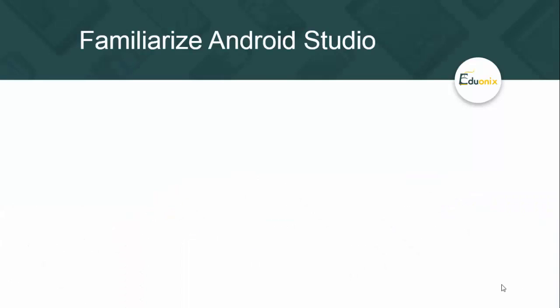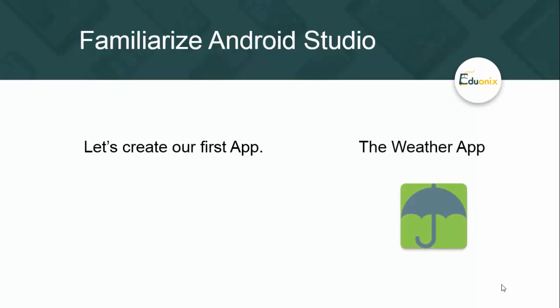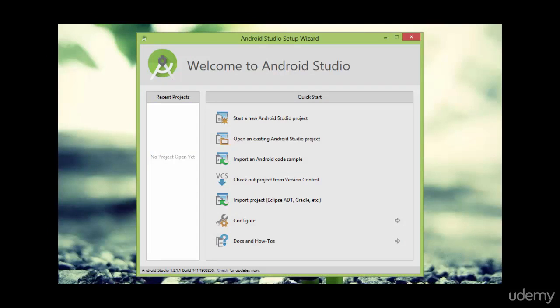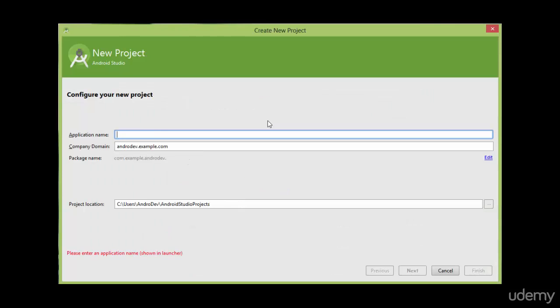Let's create our first app, the weather app. We're going to learn how to build apps by creating one right now with Android Studio. To do this, we will start Android Studio. It will display the option to start a new Android project. Clicking on it, we will name our app Weather App. Give it a company domain. It will act as a package for the application.